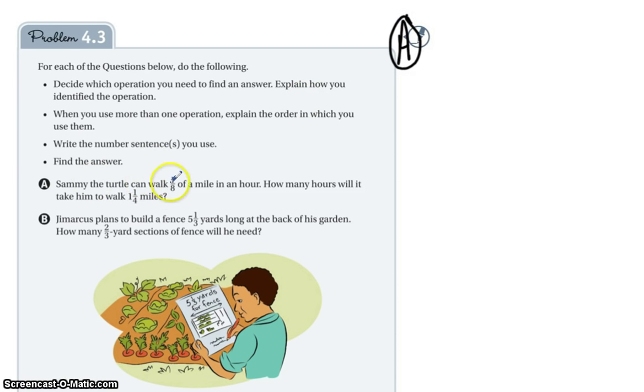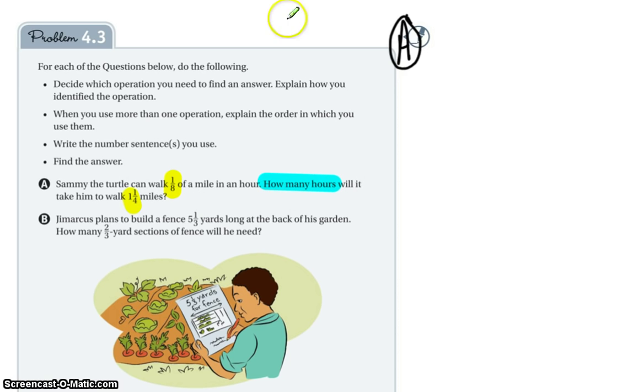it says Sammy the turtle can walk 1/8 of a mile in an hour. How many hours will it take him to walk 1 1/4 miles? All right, so let's take a look here. Sammy the turtle is walking at 1/8 of a mile an hour. Okay, first off, this 1/8, I need to know that number. And then my question states, how many hours will it take him? So if this is in 1 hour, my question is how many hours? So I will have a number of hours. And then my other number that I need from this would be the 1 1/4 miles.